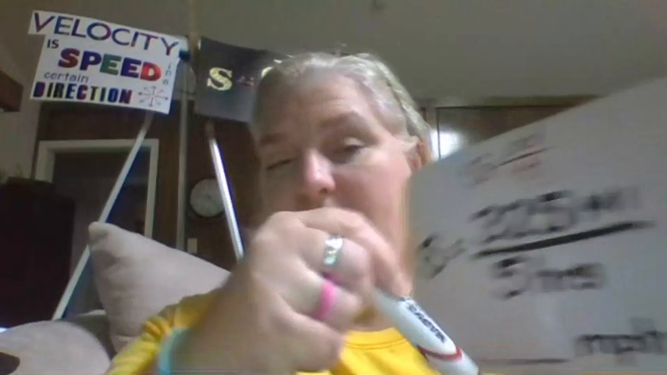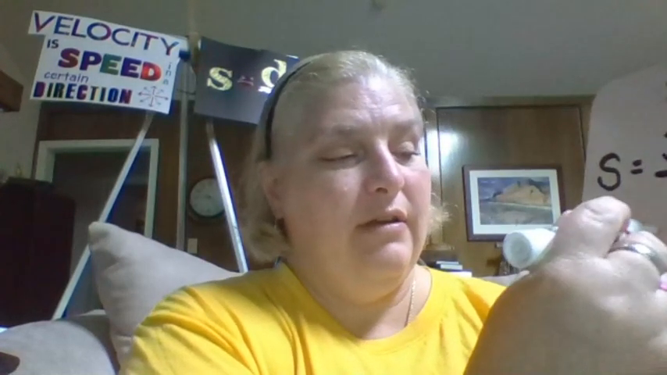So we set it up for our division. 325 miles divided by 5 hours. So we've got speed equals 325 miles divided by 5 hours. If we divide this out, we get an answer of 61 miles per hour. And the units that we use are miles per hour.